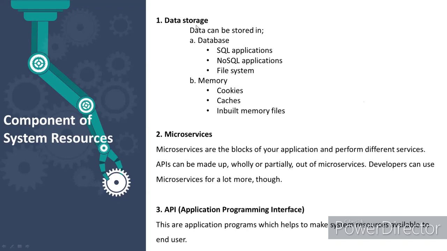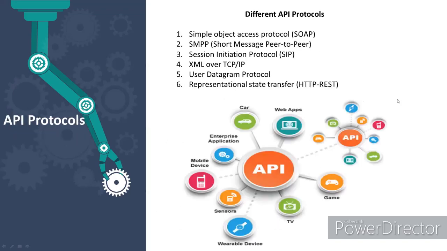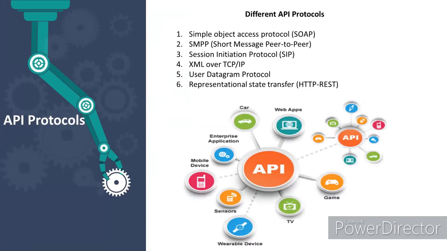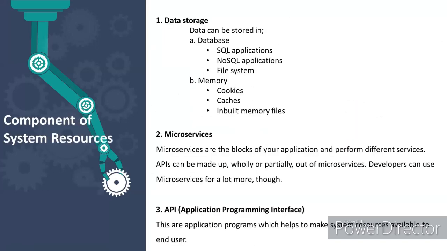All right, thank you. So an API is application programming interface. It makes resources available to end users. So now I will explain it in a simple way. I think I have a diagram to explain this. I'm looking for a diagram.